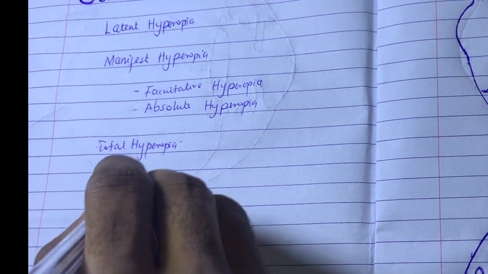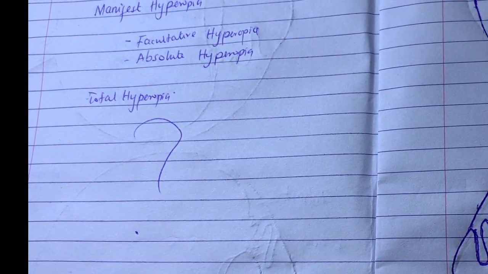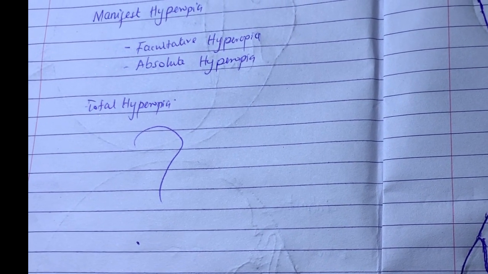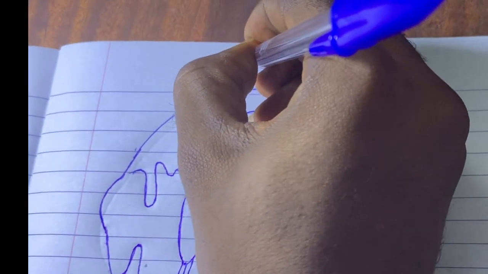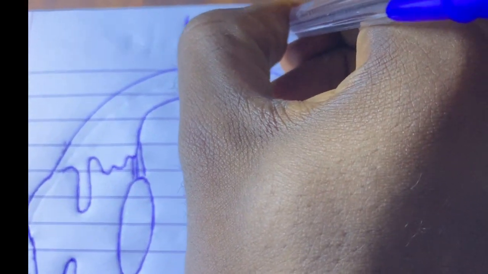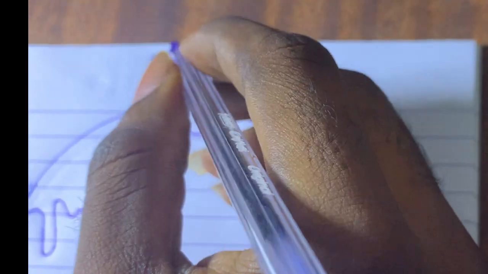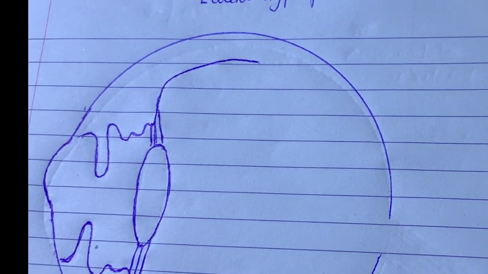But the question is, what are these? In this very video, we are going to make it very simple to understand. Now let's start with latent hyperopia as a component of hyperopia. But before we talk of latent hyperopia, we need to know some anatomy and physiology and something about accommodation of the eye.